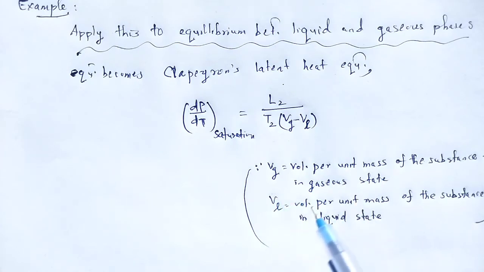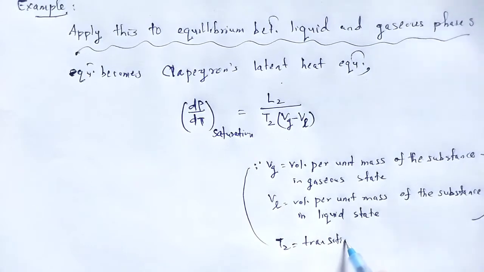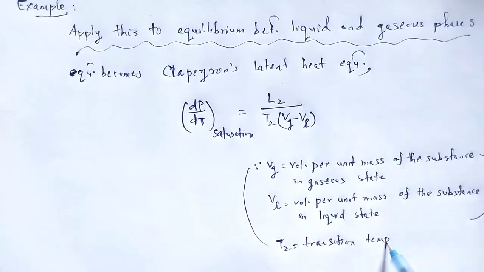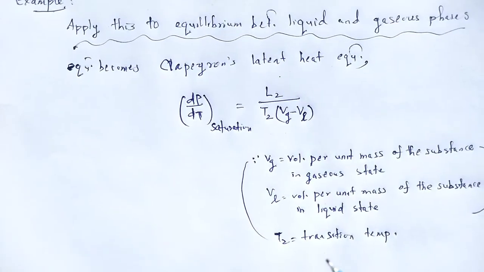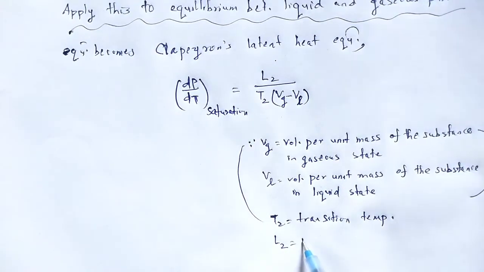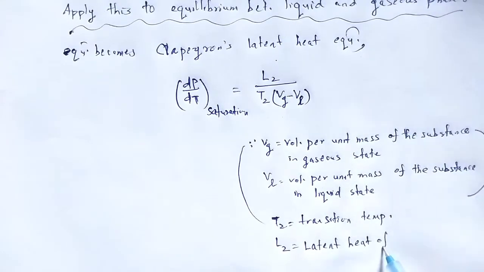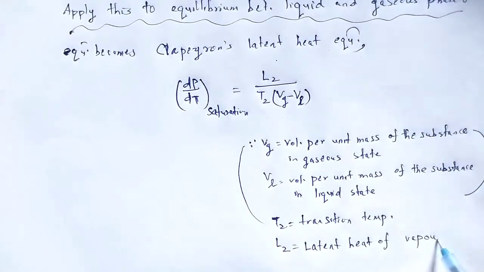And let the transition temperature be T2, and L2 is the latent heat of vaporization. L2 is known as the latent heat of vaporization.